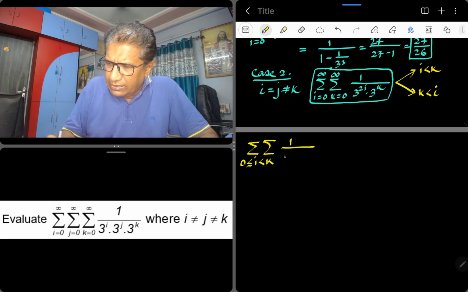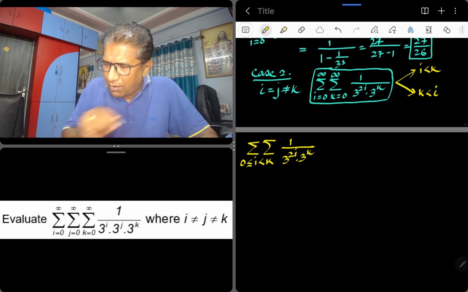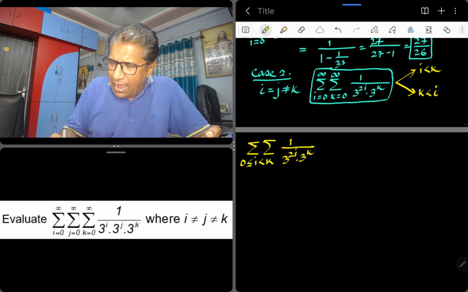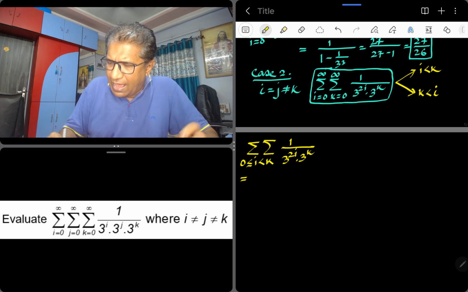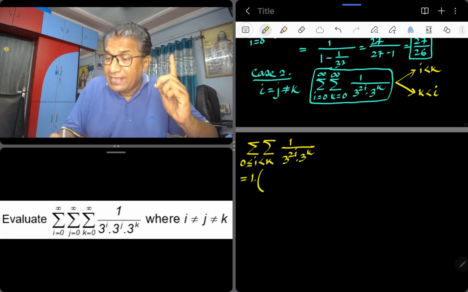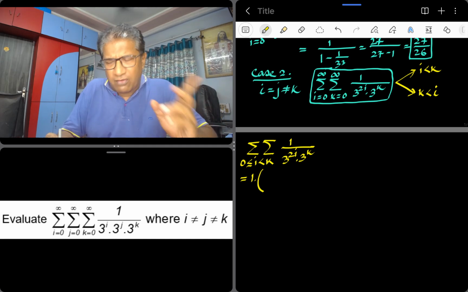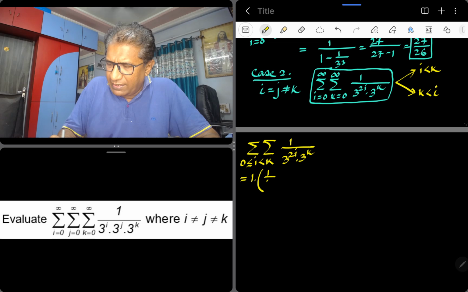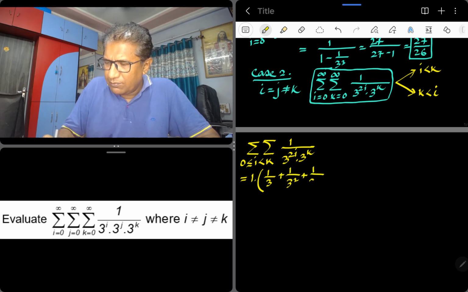So it becomes actually 3 to the power 2i into 3 to the power k. Now when i is 1, what will be its sum? When i is 0, your k will start from 1. So it will be 1 by 3 square, 1 by 3 cube, and this thing goes on.